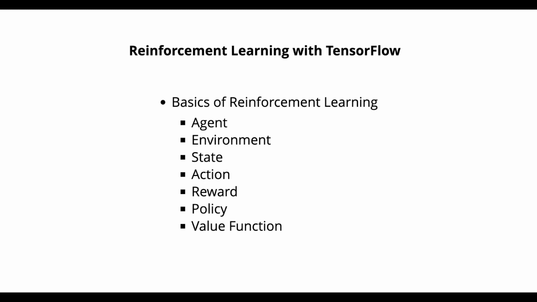Next is reward, the feedback signal from the environment indicating the goodness or desirability of the agent's actions. Next is policy, the strategy or rule used by the agent to select actions in different states. Next is value function, which estimates the expected cumulative reward of following a particular policy in a given state.